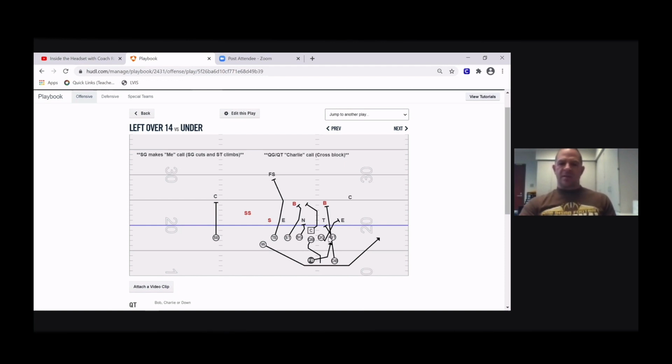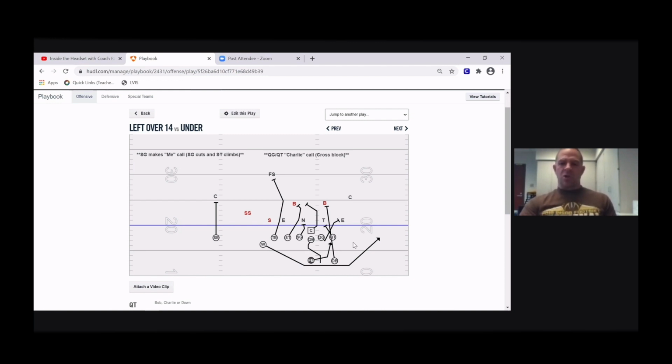And the quick guard and quick tackle, they're always going away from the call. So we got left over. Well, they know to go to the right and then just run your belly rules. You're either going to make a Bob or a Charlie call. Well, now you got somebody that is in that B gap, so they're going to Charlie it and cross block that thing. Okay. And we do have a designated dive back again.